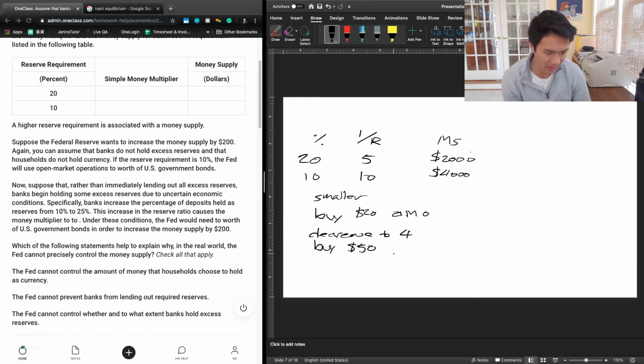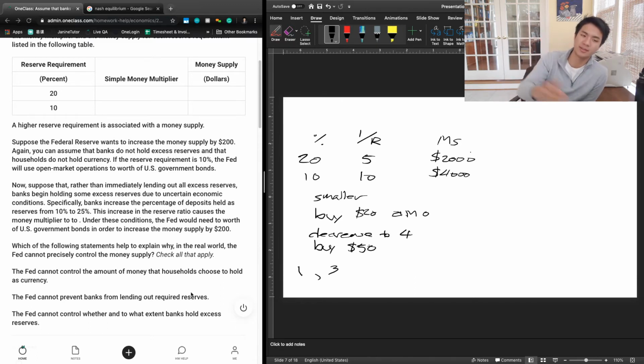Number 3, the Fed cannot control whether and to what extent banks hold excess reserves. That is something that is out of the control of the Fed, so that is going to prevent the Fed from precisely controlling the money supply. If the banks hold excess reserves, as we see in this scenario where the percentage of deposits held in reserves increases from 10 to 25%, not as a result of Fed policy but as a result of excess reserves, that's going to imperfectly affect the money supply. So answer choices 1 and 3 are what we would check off for that question here.